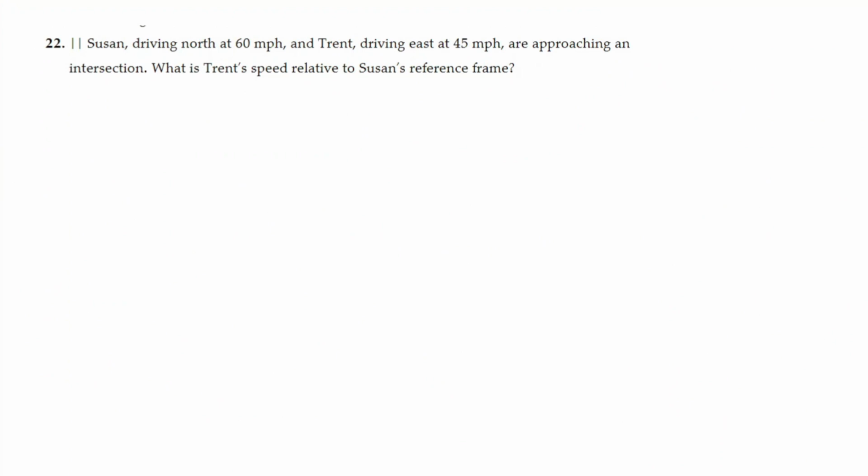Alright, so let's take a look at number 22. Suzanne is driving north at 60 miles per hour. Trent is driving east at 45 miles per hour, and they are approaching an intersection. What is Trent's speed relative to Suzanne's reference frame? So feel free to pause the video and try this out.